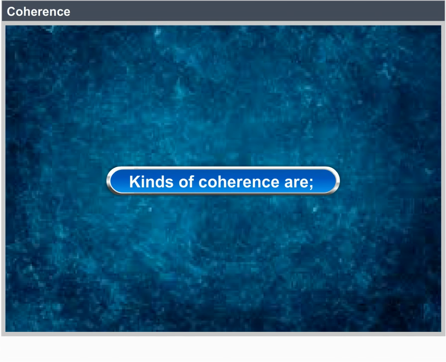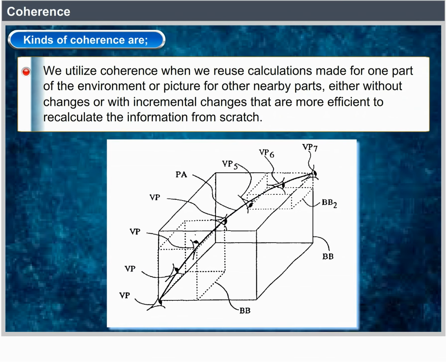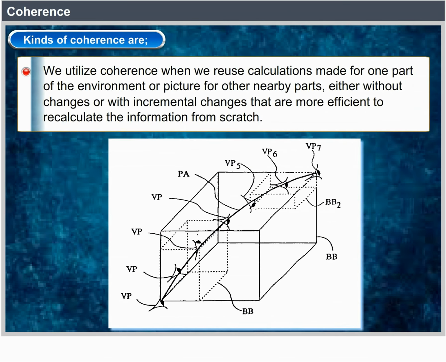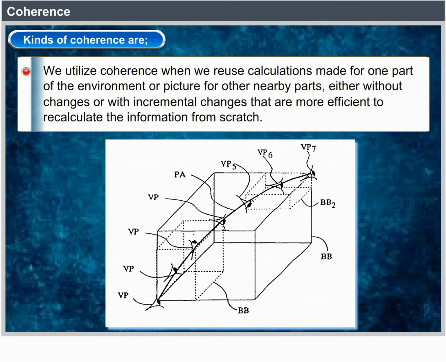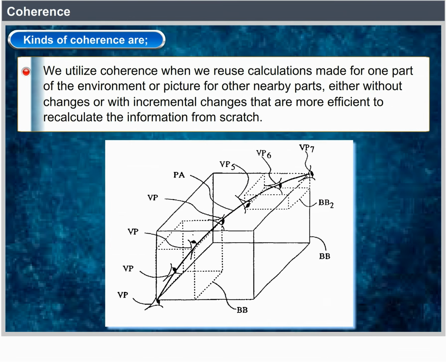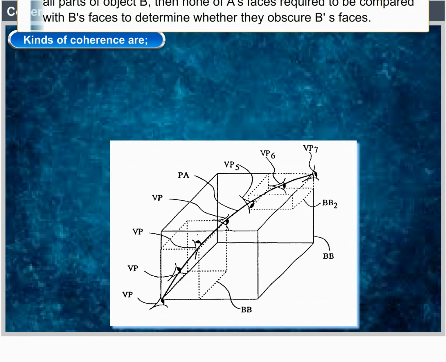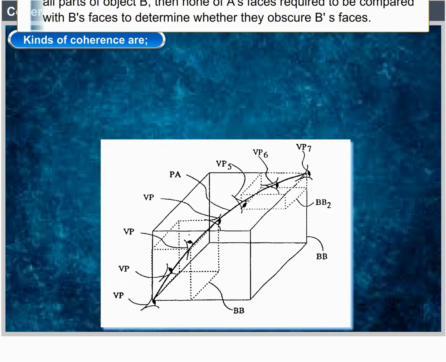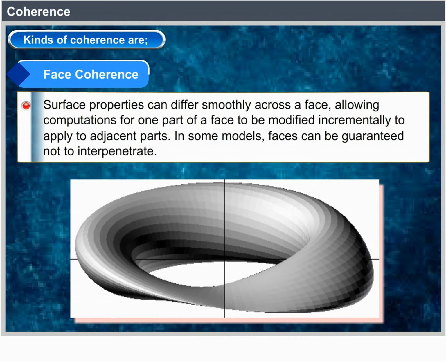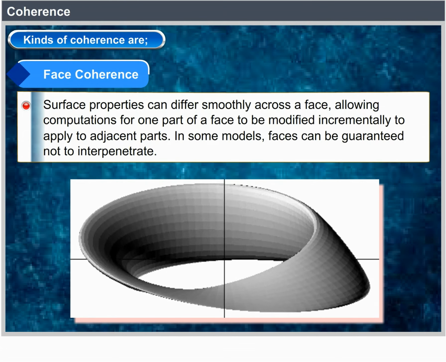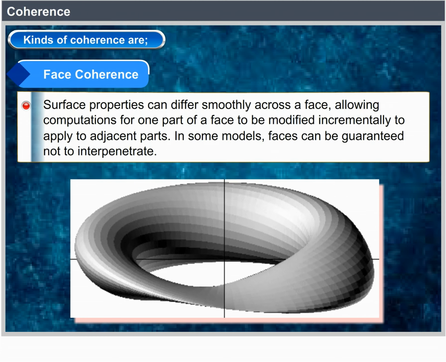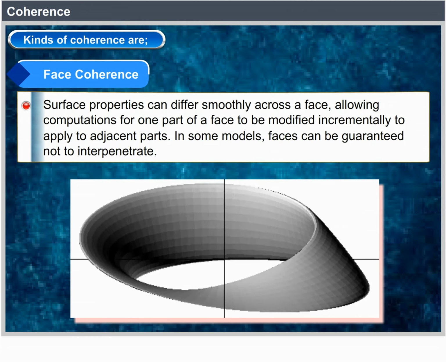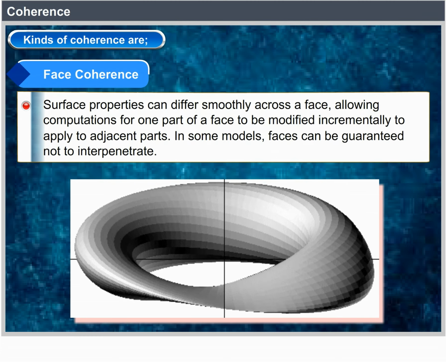Kinds of coherence are object coherence. If one object is entirely separate from another, comparisons may need to be done only between the two objects and not between their component faces or edges. For example, if all parts of object A are farther from the viewer than are all parts of object B, none of A's faces need to be compared with B's faces to determine whether they obscure B's faces. Face coherence. Surface properties typically vary smoothly across a face, allowing computations for one part of a face to be modified incrementally to apply to adjacent parts. In some models, faces can be guaranteed not to interpenetrate.